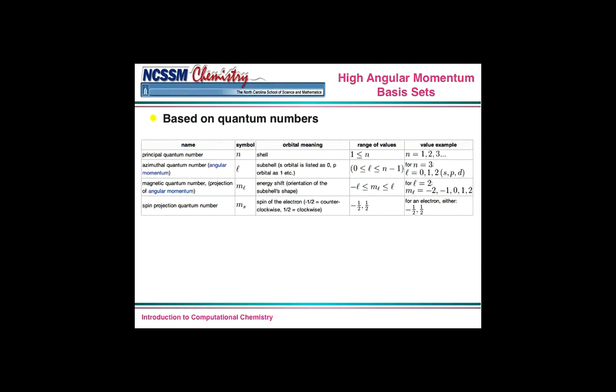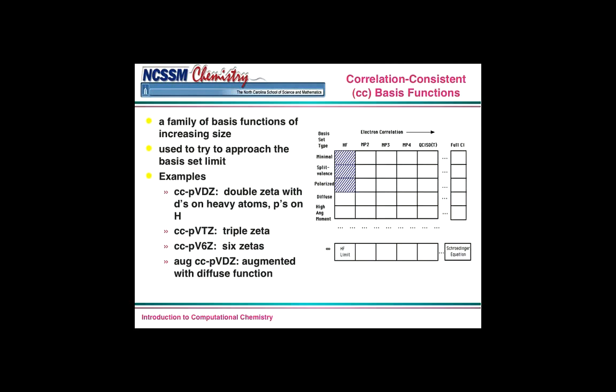And for the high angular momentum basis sets, we're reestablishing our basis sets based on these quantum numbers. And again, if you recall the first table that I showed you, high angular momentum basis sets are way down the list of complexity in terms of basis sets, and we don't use those very often.